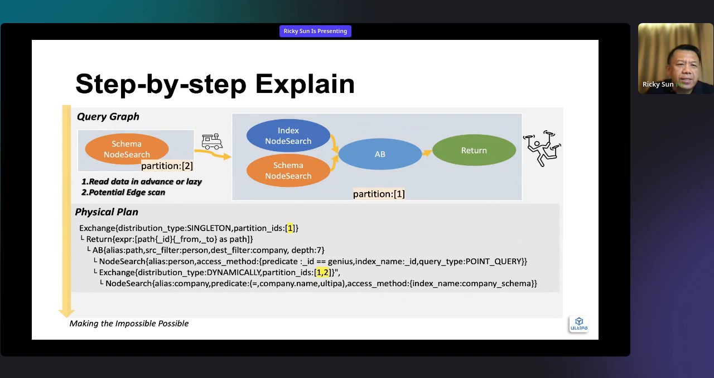Now let's look at this. If we are doing the schema-based node search on partition 2, combined with the index node search from partition 1, and eventually the AB is also conducted over partition 1. So there are 2 things to consider. First, read data: either you do the read data in advance or in a very lazy, delayed mode. And also there is a potential ad scan. You should probably try to avoid ad scan. Ad scan can be slow.